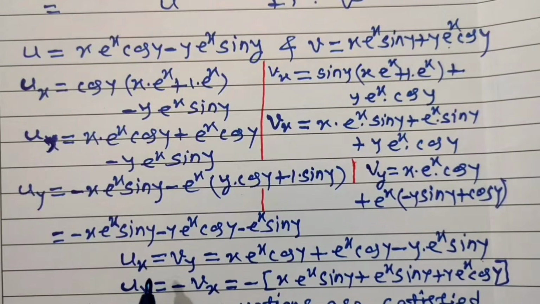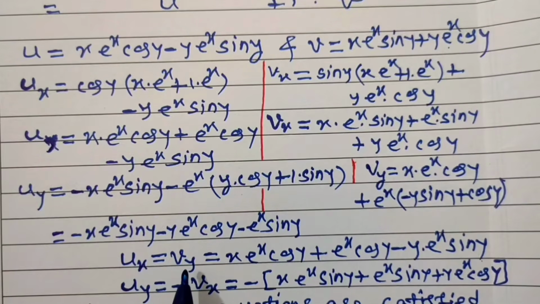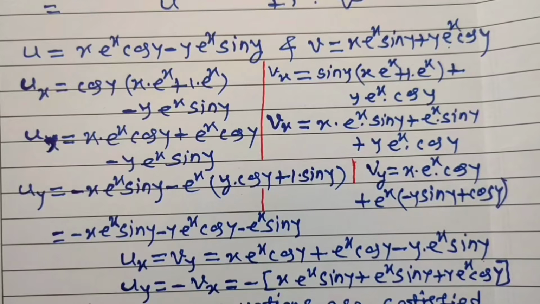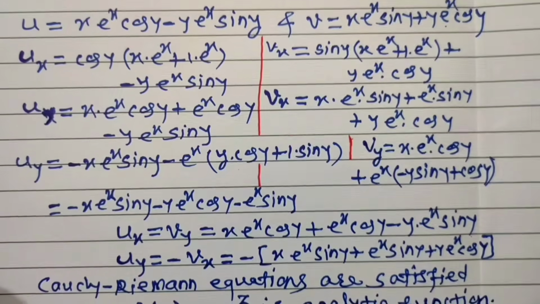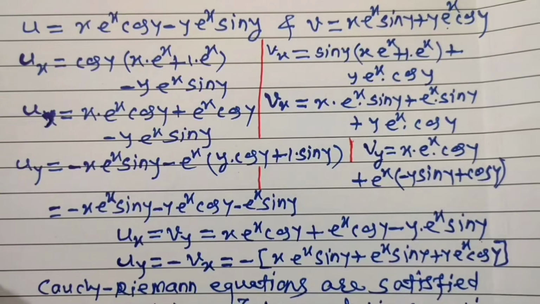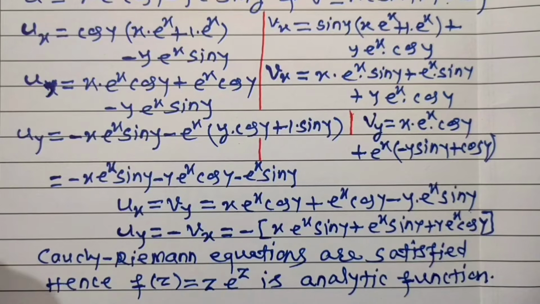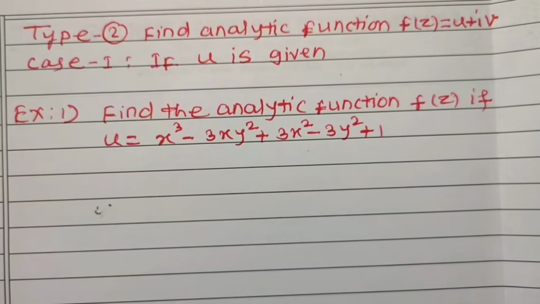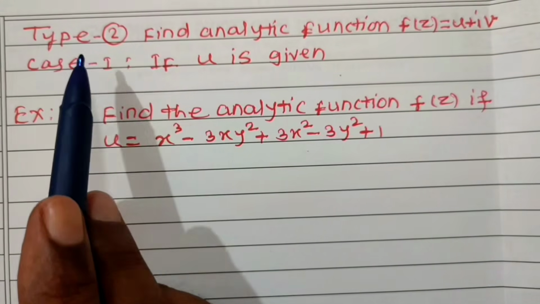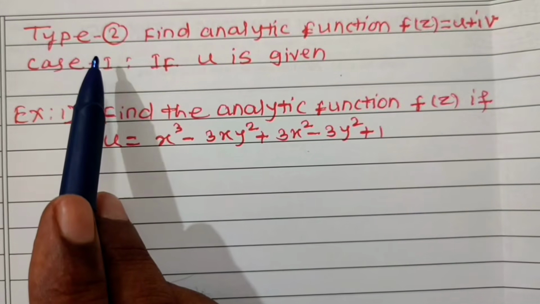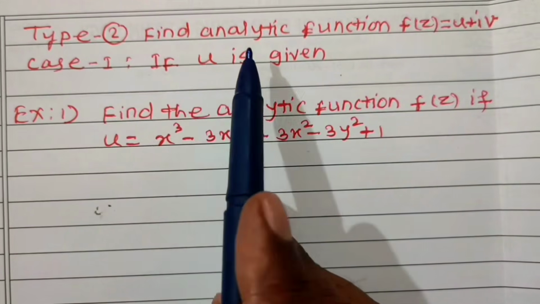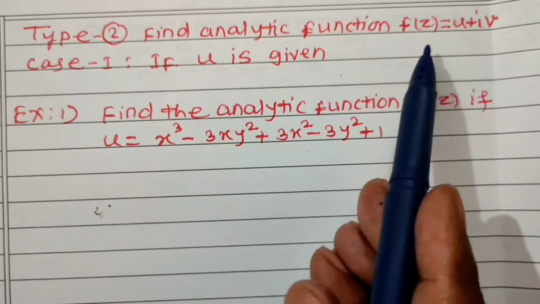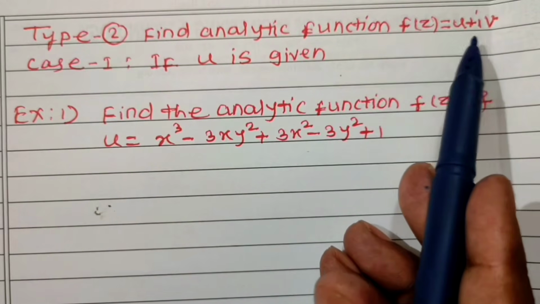And if suppose ux is equal to vy and uy is equal to minus vx, these two conditions satisfied, then we can say Cauchy-Riemann equations are satisfied, and hence f of z is analytic function. Remember this method. Let us solve problems on type number 2. In type number 2, we have to find out analytic function f of z is equal to u plus iv.